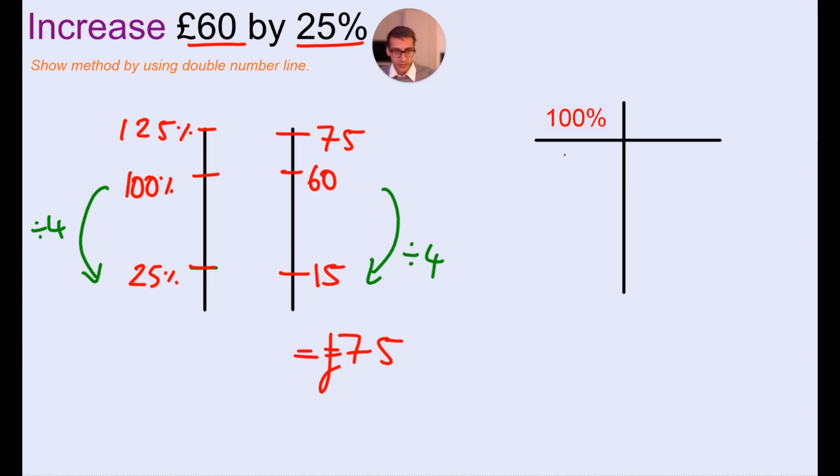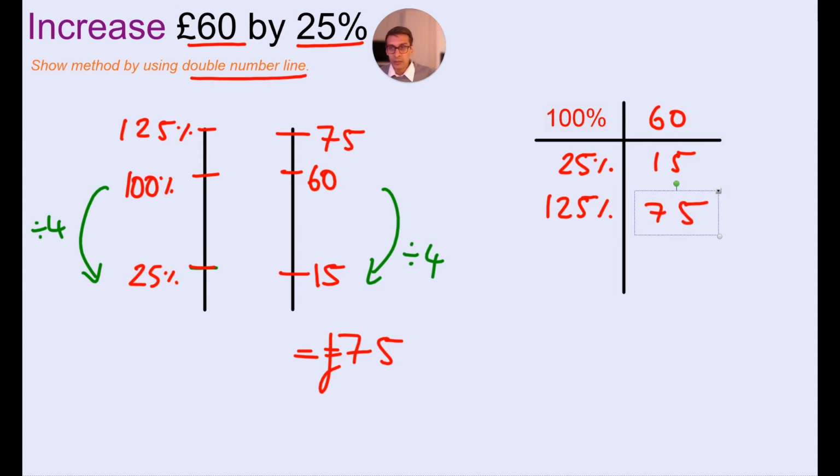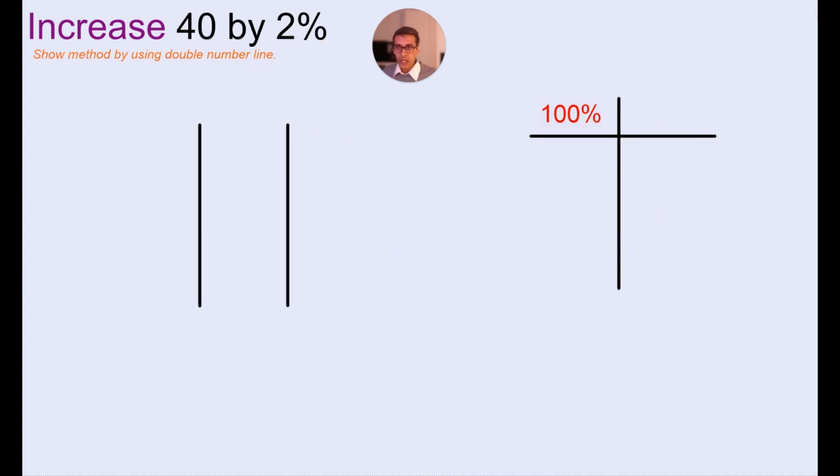If you're using the table method, we can work out 25%. We can work out 125%. So 100% is 60, 15, 75. But this time around it specifically says use the double number line. Right, next question. Increase 40 by 2%.